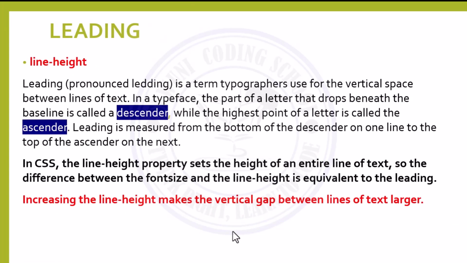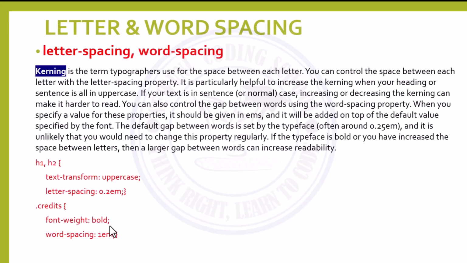Now after leading, we are also going to look at another thing, which is letter and word spacing. Kerning is the term typographers use for space between each letter, like between this W and this O, and then this O and this R and this R and this D. So it is kerning. You can control the space between each letter with the letter spacing property. It is particularly helpful to increase the kerning when your heading or your sentence is all in uppercase.